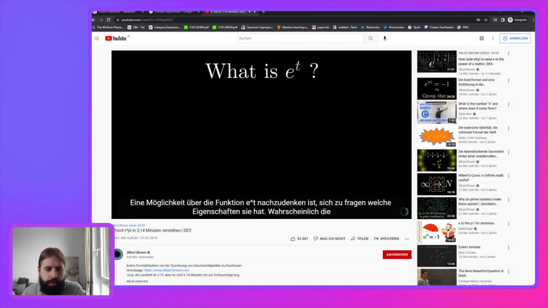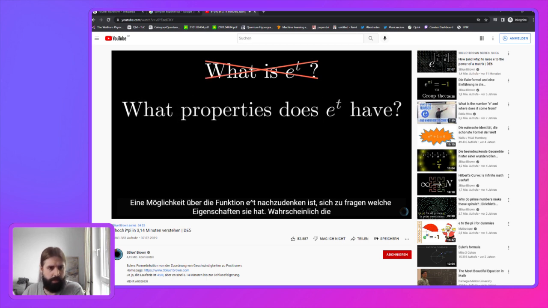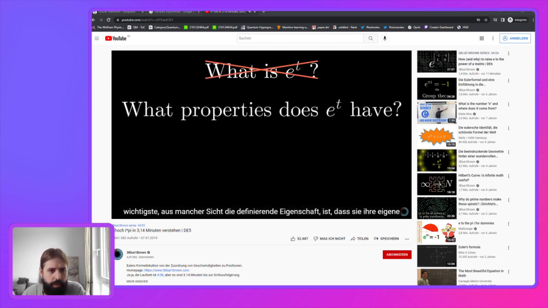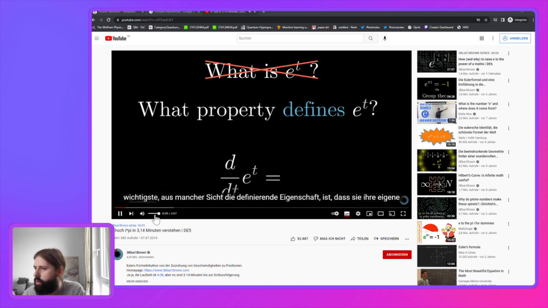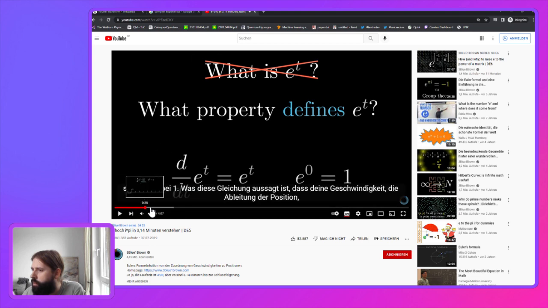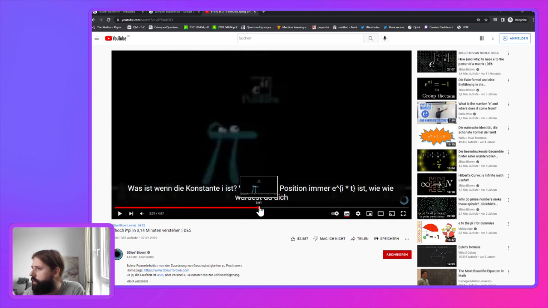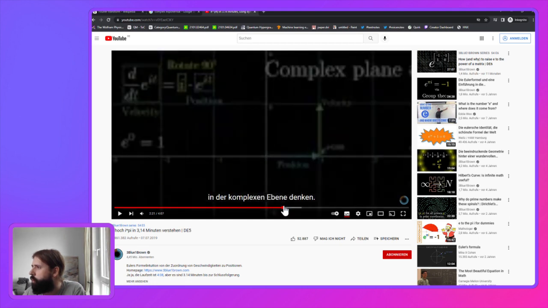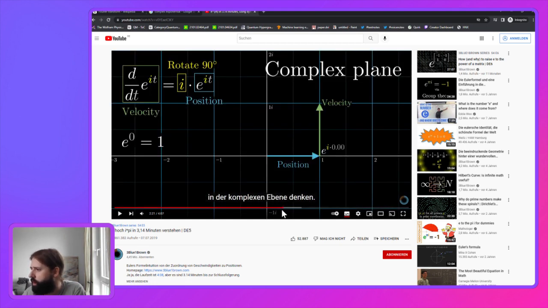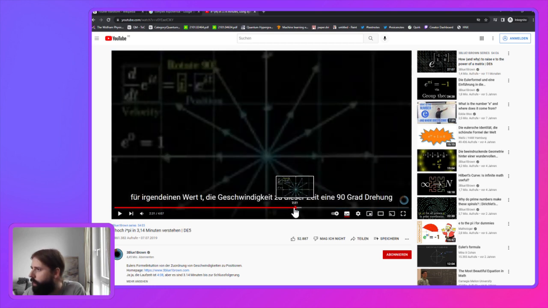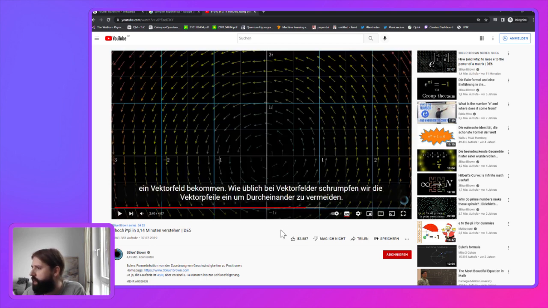Because he basically says the way to think about the function e to the t is to ask what properties does it have. Probably the most important one, and from some points of view the defining property, is that it is its own derivative. I found this super nice because he explains why, in the complex plane, in terms of these dynamics. So what is it that e to the power of x is doing, right? Which is this kind of circle thing.